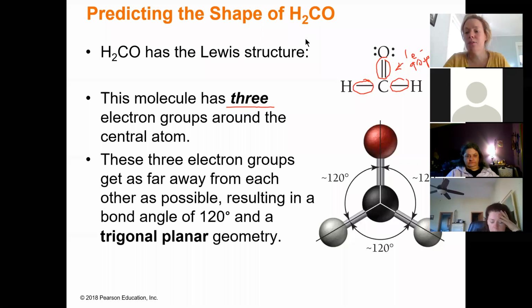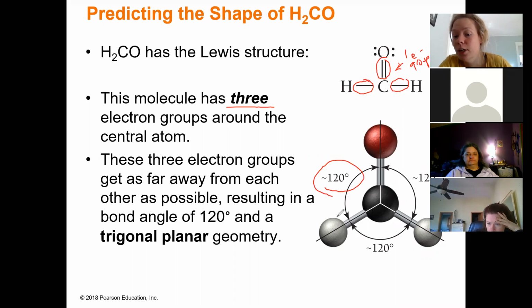How can you get those 3 ropes to stretch out in such a way that you will create a balanced structure? Or if you think of them as negative ends or negative tails, how can they get as far away from each other as they possibly can? Well, that's going to happen at 120 degrees, which is known as trigonal planar geometry.